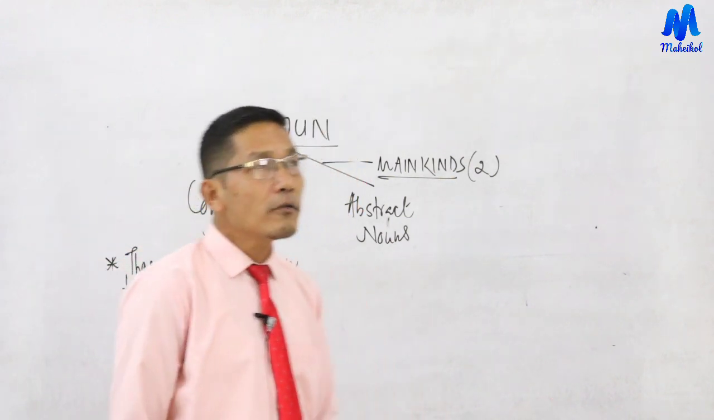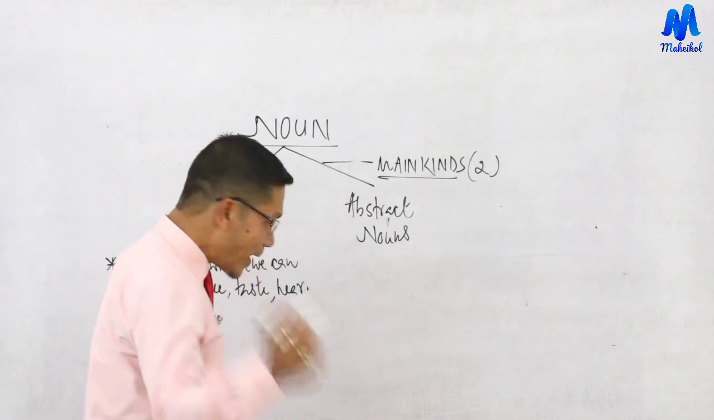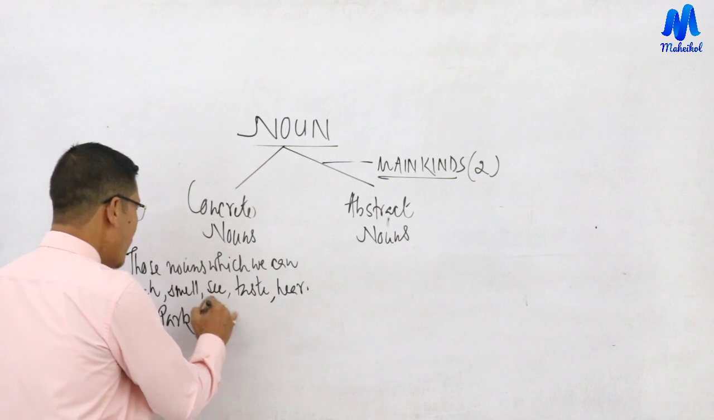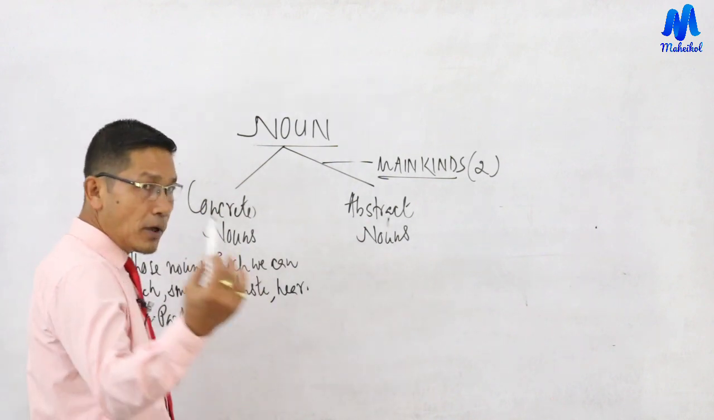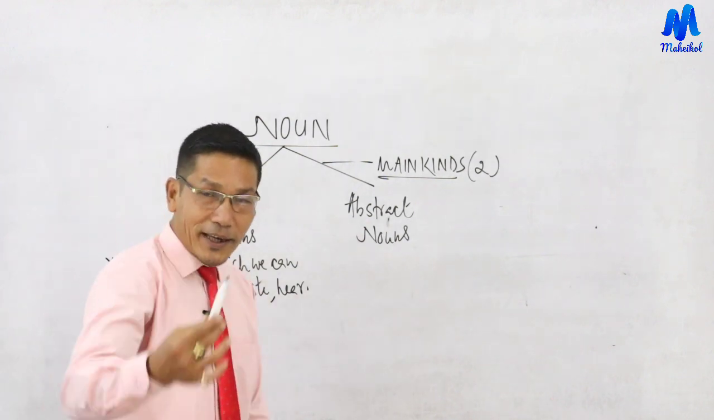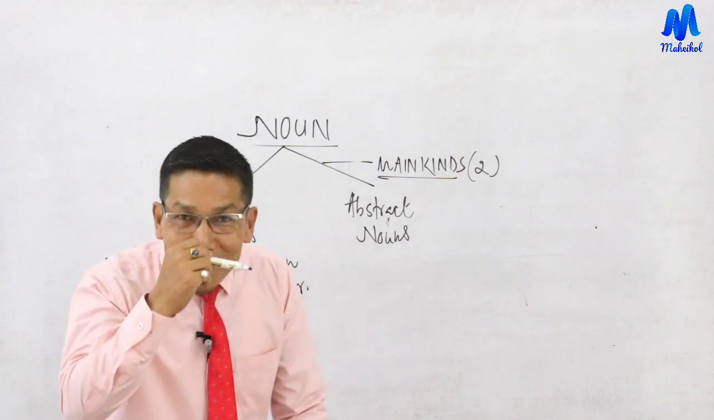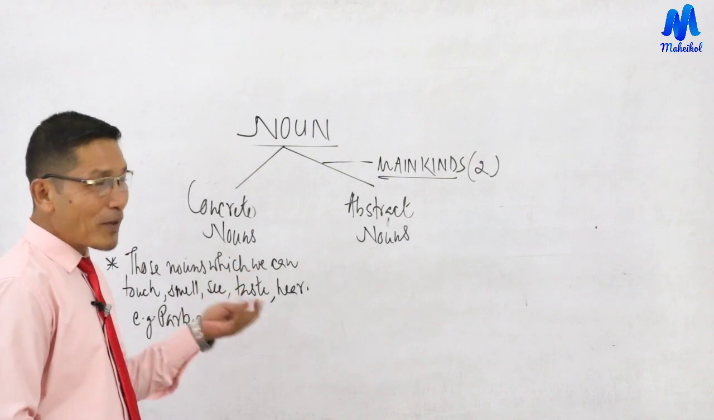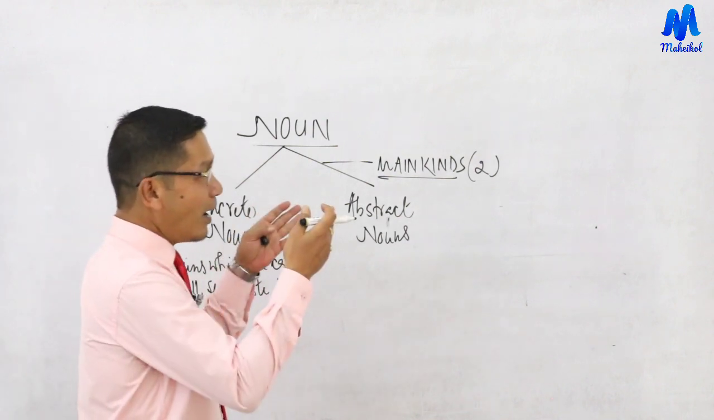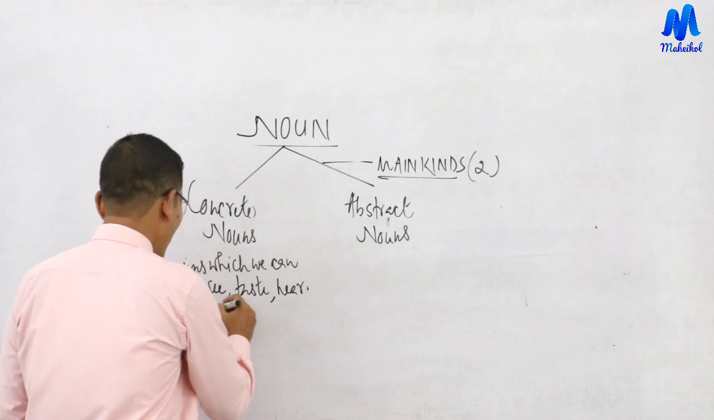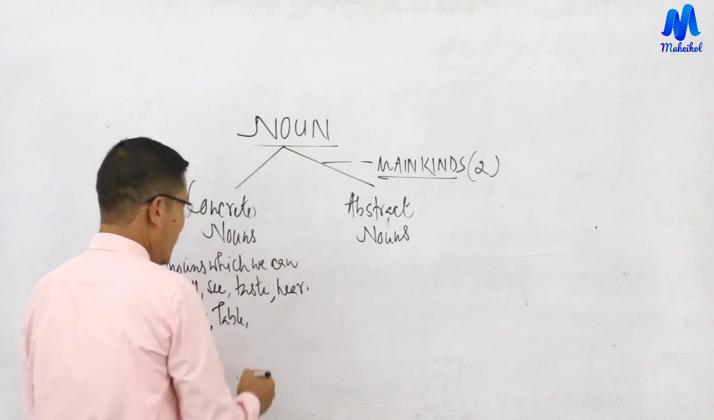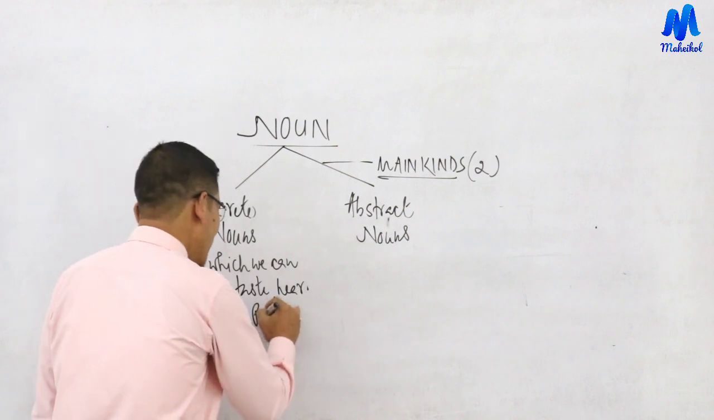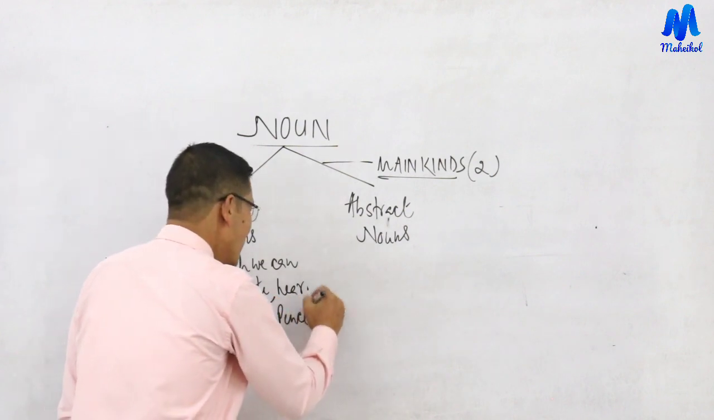Now, for concrete noun, for example, this is something which I'm holding right now in front of you. So I can touch it, I can feel it, I can see it, I can smell it. So this is a marker. Pen, pencil.